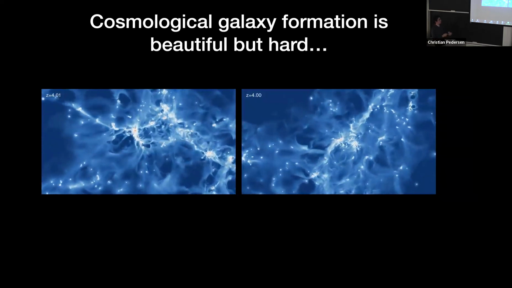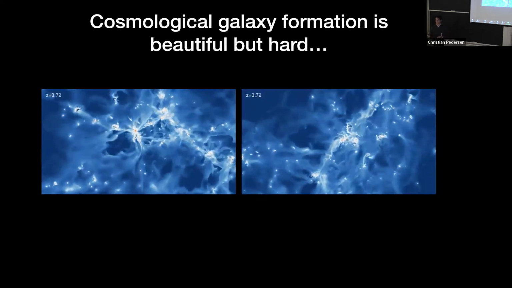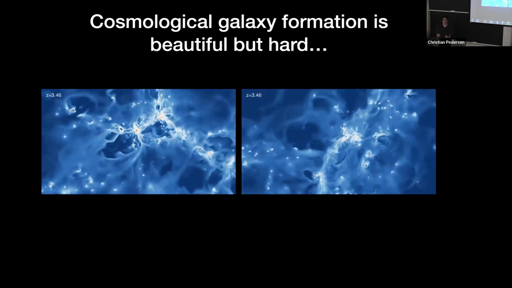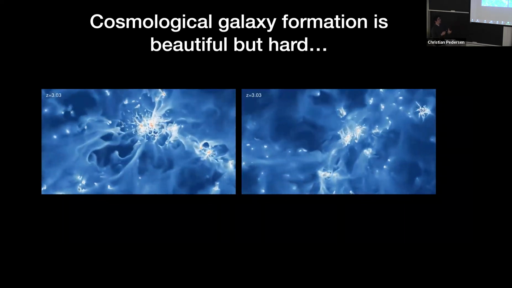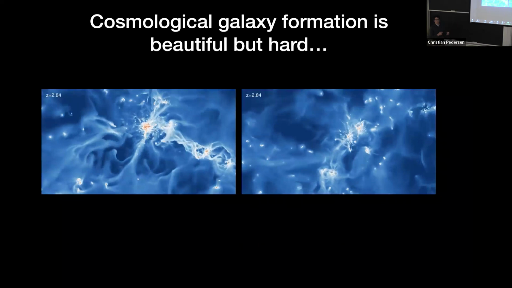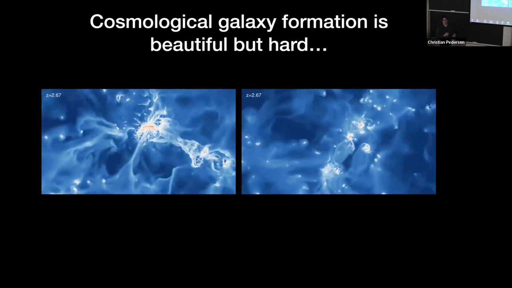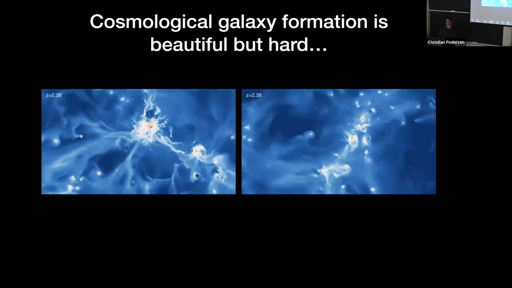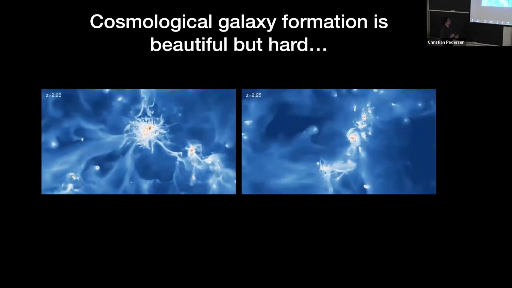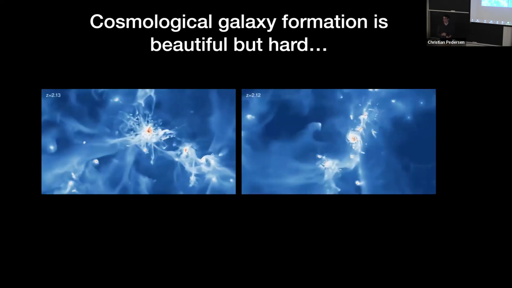However, they have completely different environments and completely different ways this mass is accreted over time. And what we really want to be able to do is to say, this galaxy on the left is going to form a disk and be star forming at redshift 0, and this galaxy on the right is going to form an elliptical and be quenched at redshift 0. And I dare you to tell me, looking at this, which one is going to be which.